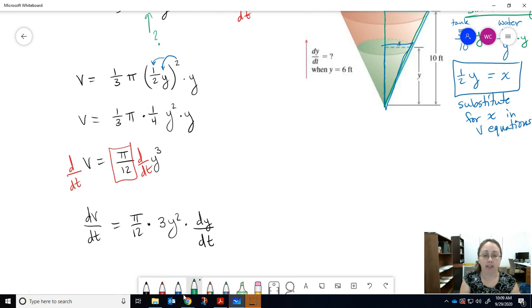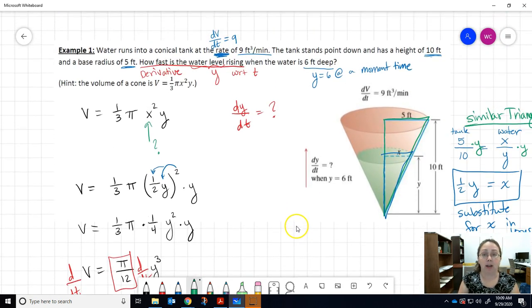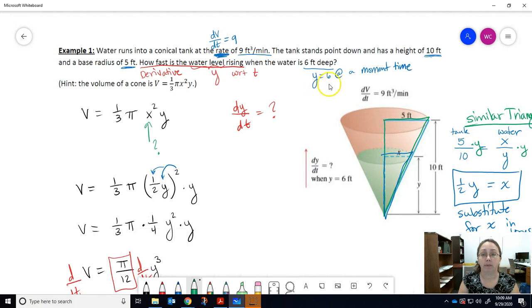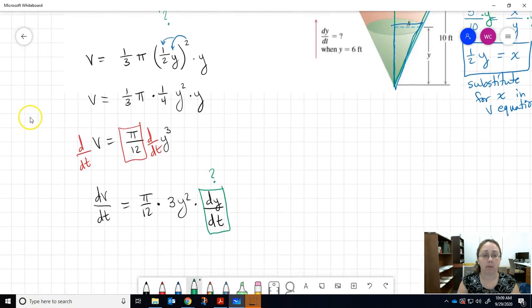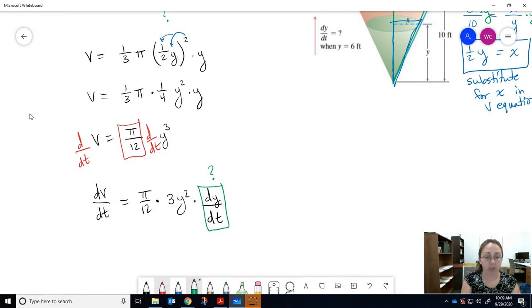Now, we were asked about dy dt. That's what we're trying to find. We were given information about a particular moment in time. We were told the water is 6 feet deep, and we were told that the rate of change of the volume is 9 cubic feet per minute. So we can plug all that information in. So 9 cubic feet per minute. I guess I can simplify. 3 and 12, so that's 4. So pi over 4. Our y value is the height. We were told that's 6 feet. And then we have dy dt, what we're looking for.